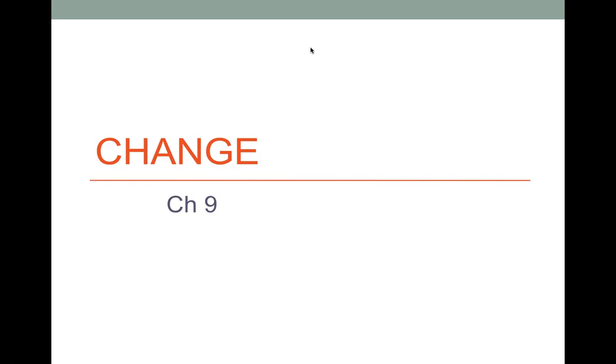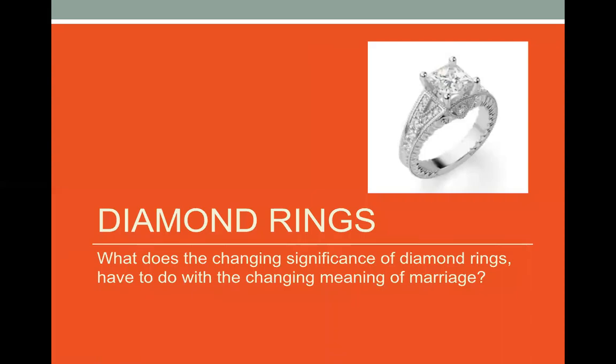And because they're socially constructed, that means the meaning and the values that we attach to those institutions have changed over time. And really the focus of this chapter is discussing those changes, which is why it's entitled Change. So it begins with a discussion of diamond rings. It sets the stage of a proposal that is occurring, but instead of the woman being presented with a diamond, she is presented with a thimble.